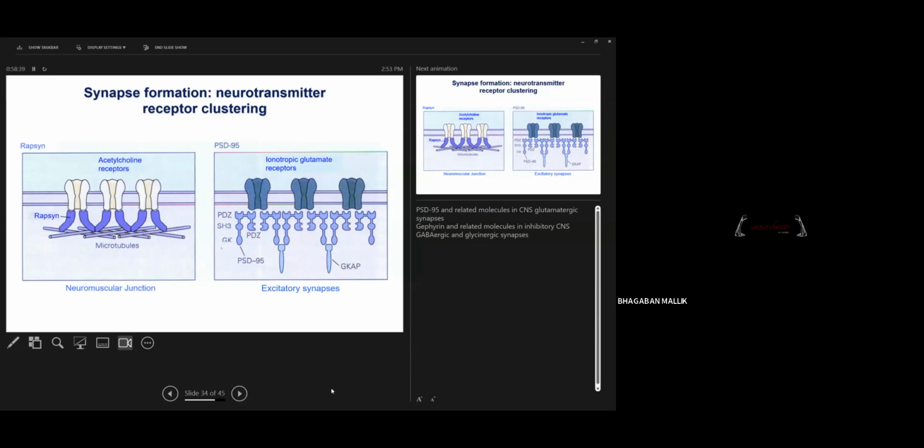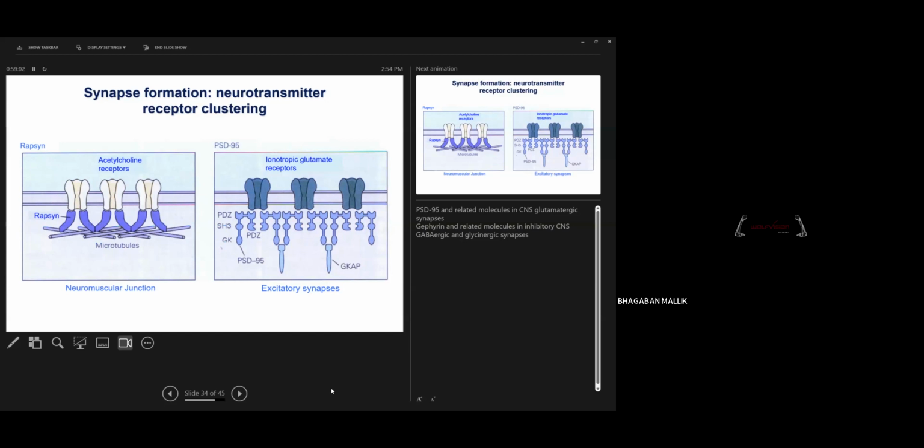So PSD95, so this is again the neuromuscular junction. Sorry, I talked about it wrong. This is the neuromuscular junction, not the inhibitory synapse. I'm so sorry for that. I confused it with the glycine receptor. So this is the acetylcholine receptor. I'm just comparing two different things: the excitatory synapse and the neuromuscular junction.